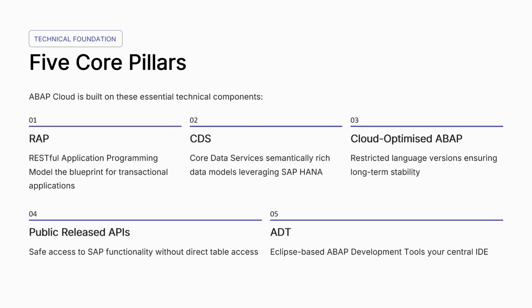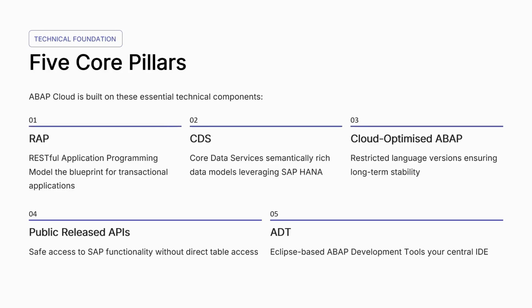The public released APIs. In ABAP Cloud, developers cannot directly access any SAP tables or modify SAP objects. Instead, you must use the public released APIs. These APIs act as a stable contract, ensuring that the custom code remains upgrade safe.